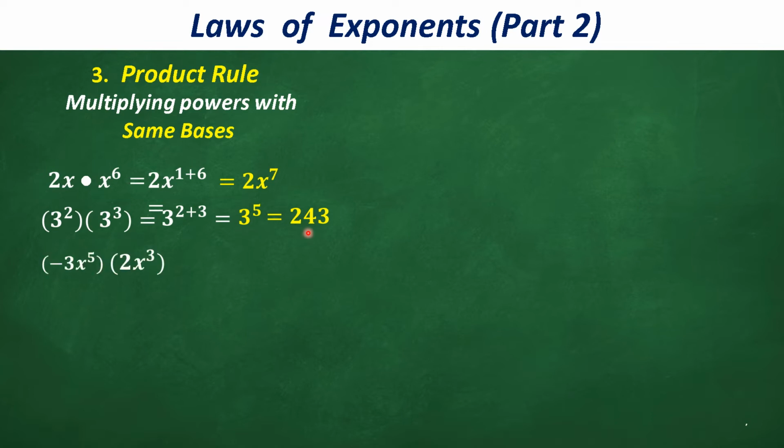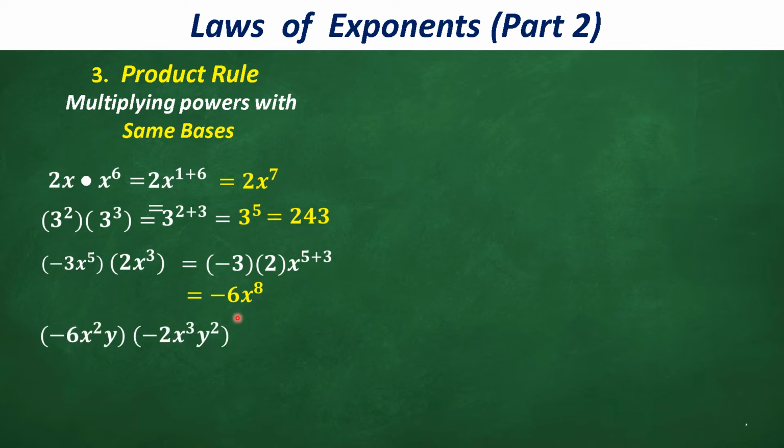Another example. If we have negative 3x to the 5th multiplied with 2x to the 3rd power. Again, let us first multiply ang kanilang numerical coefficients. Negative 3 times positive 2. Then, we have now copy the variable x, the same ang kanilang base, and then add the exponents. So, 5 plus 3, we have negative 6x raised to the 8th power.